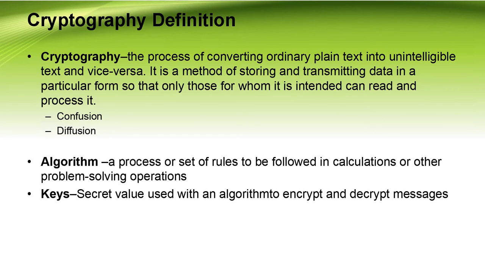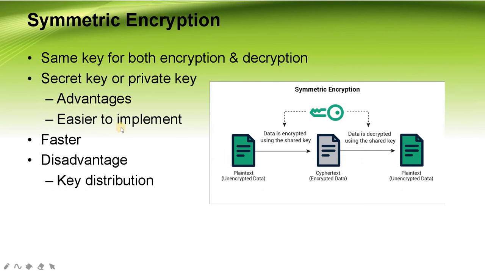Okay. Algorithm: a process or set of rules to be followed in calculations or other problem-solving operations. Keys: a secret value used with an algorithm to encrypt and decrypt messages. Symmetric encryption uses the same key for both encryption and decryption. It is also called secret key or private key encryption. The advantage is that it is easier to implement. You can see in the picture on the right that it is faster. The disadvantage is key distribution.